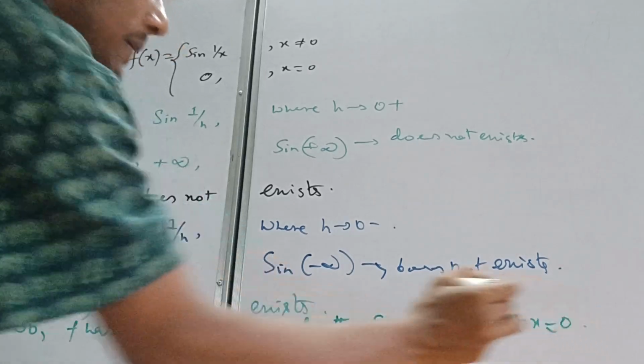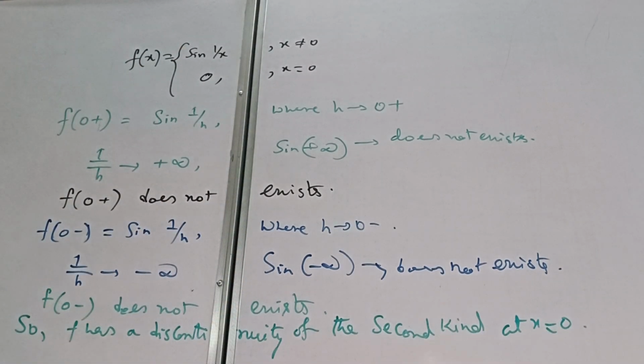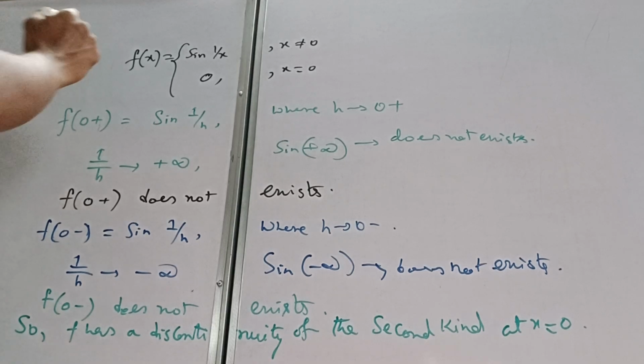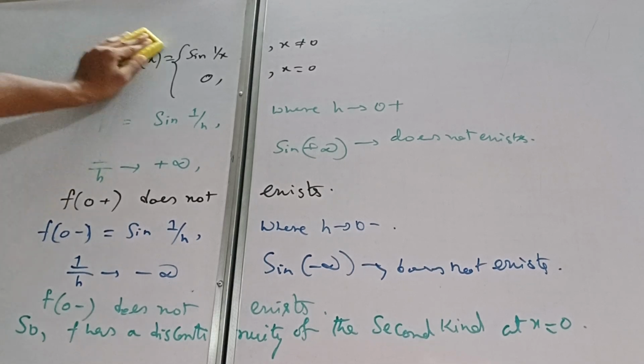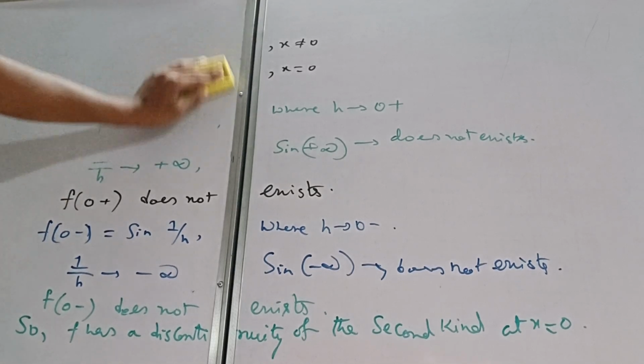So we move to the discussion of another problem. Today we use sin(1/x) for x not equal to 0, and 0 for x equal to 0. Then we also see that f(0+) and f(0-) do not exist, and so f has a discontinuity of the second kind. We read our portion and go to further discussion of that.